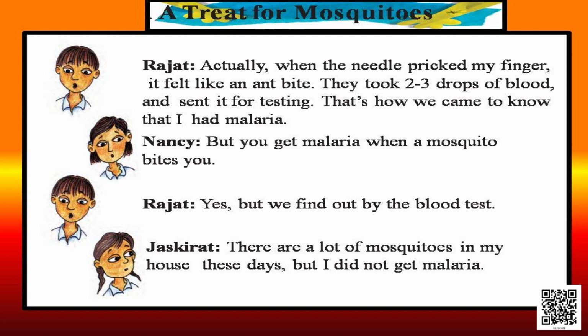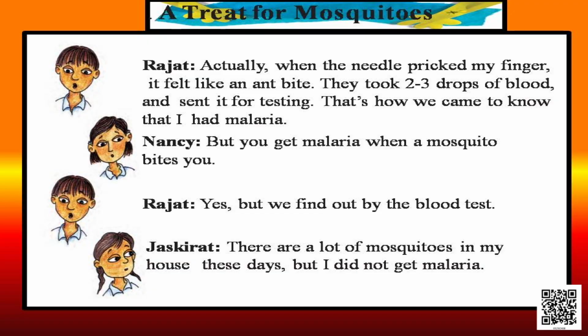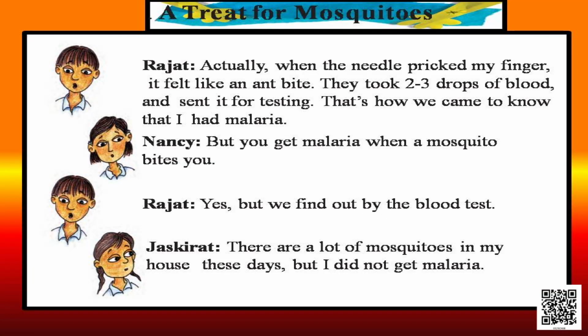So the blood sample which was collected from Rajat's body was sent for testing whether he had any problem in the blood. And that's how we came to know that I had malaria. So it was known from his blood test that Rajat was suffering from malaria. Now that is what we are going to learn in detail.